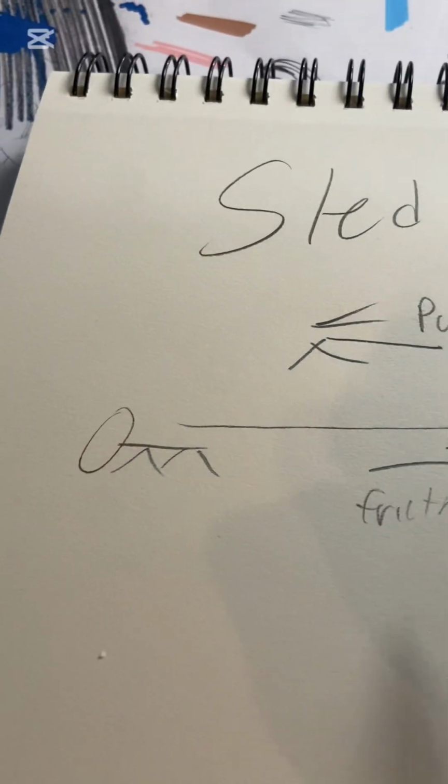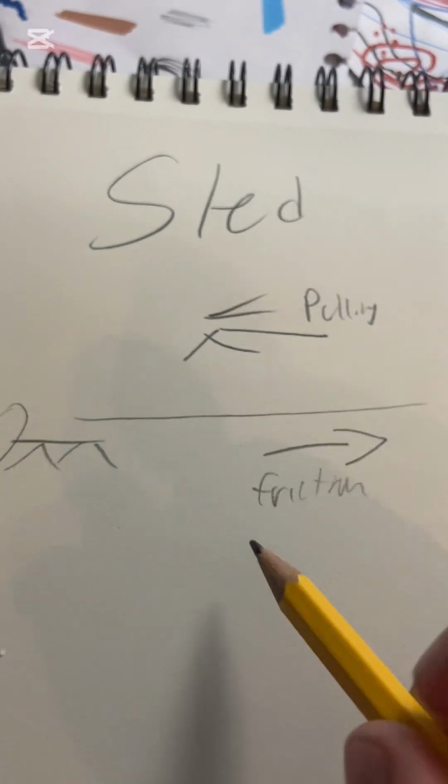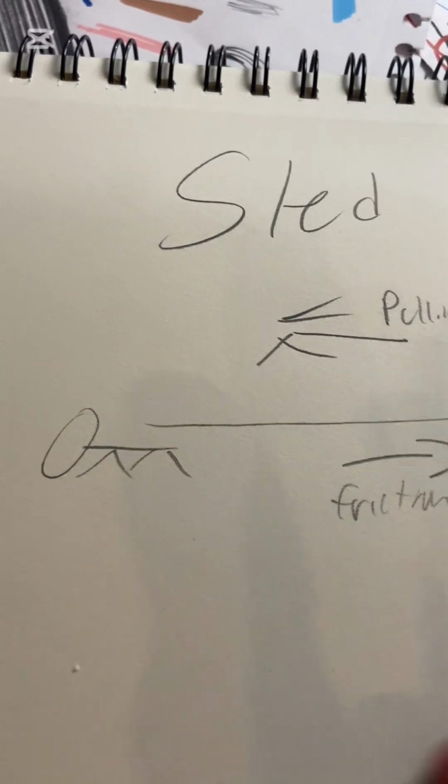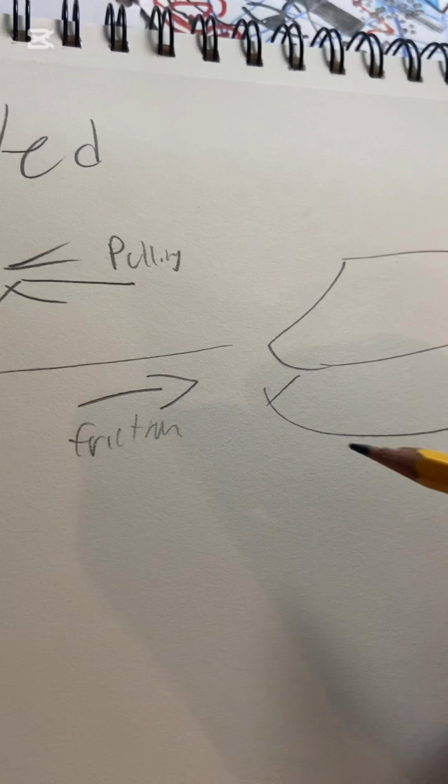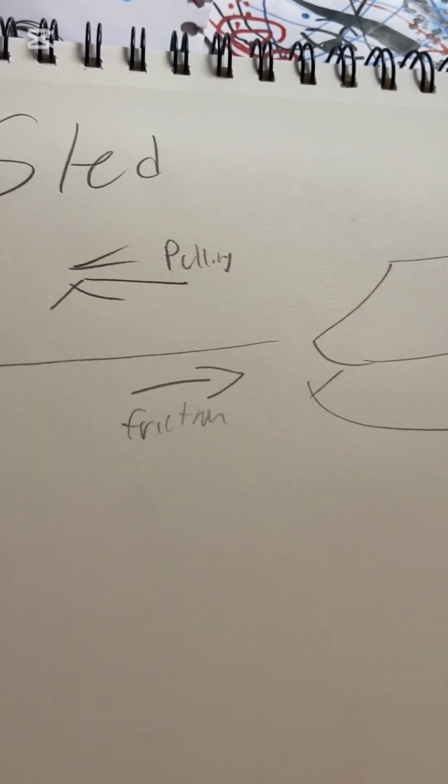So here's just a very basic sketch of the sled. This is a sled, this is the dog attached to it, and this is the dog pulling the sled, and this is the friction working against it because the dog has to run across the slippery slope, but the sled is benefiting from it being slippery.